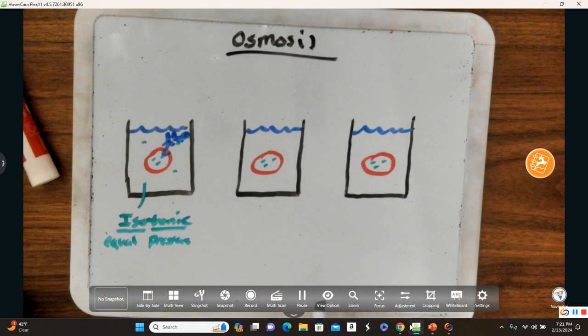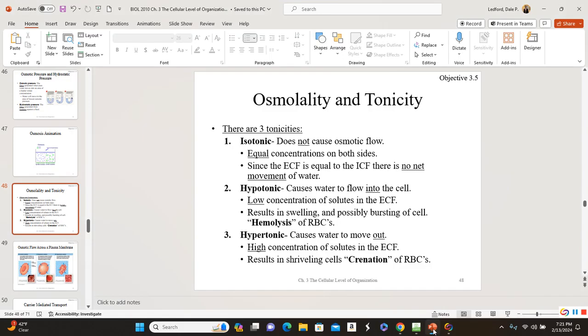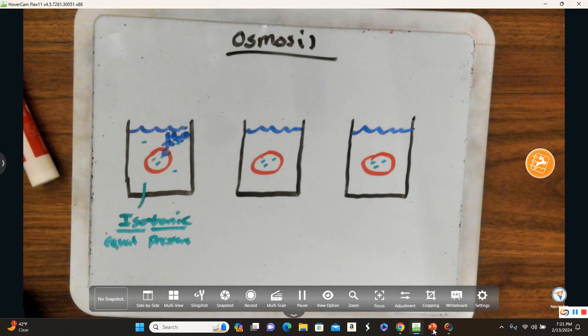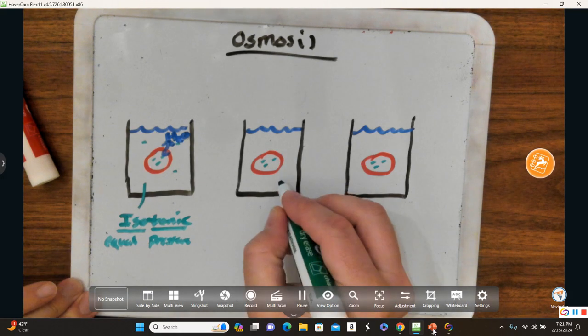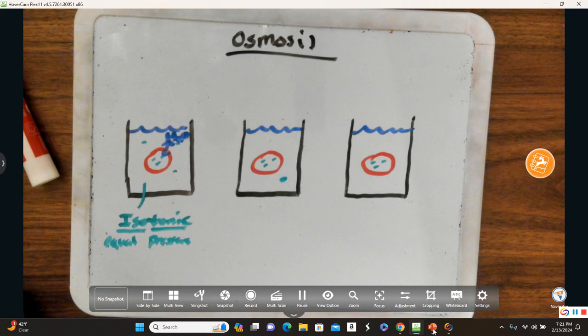Water will move in and out equally. Okay. Now, I believe in my notes that I have hypo next. Okay. Now, say we only have one here.